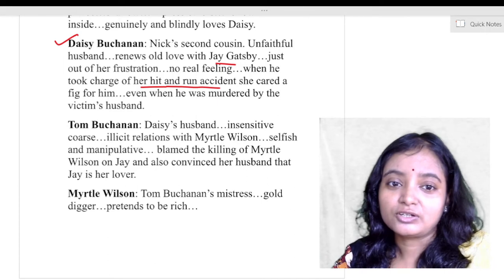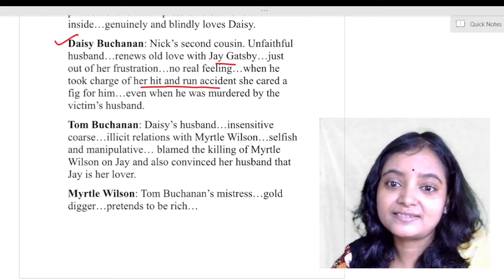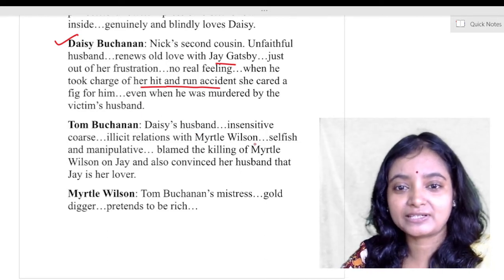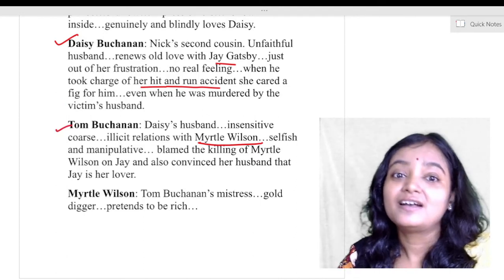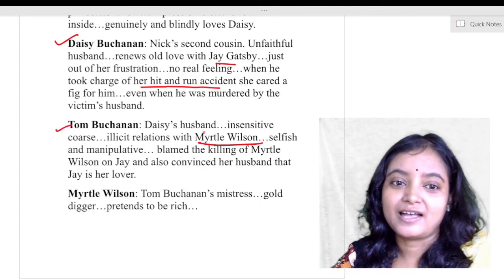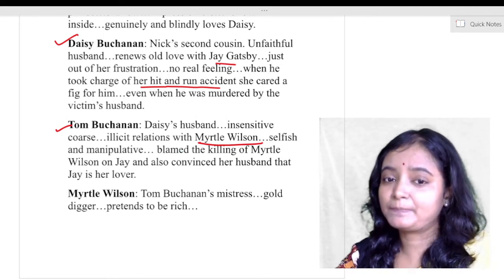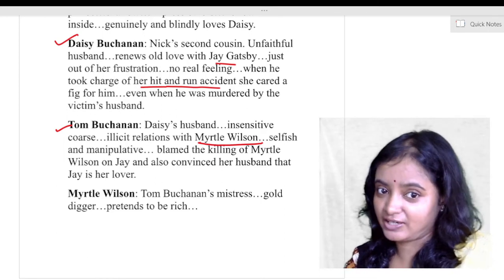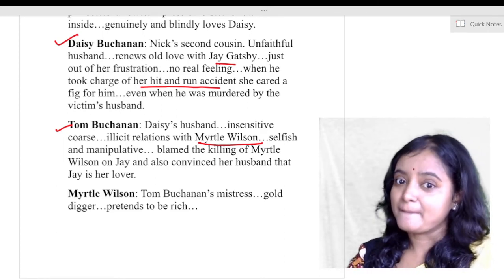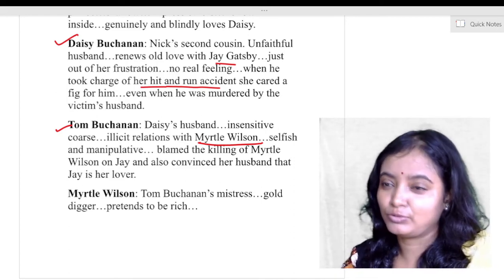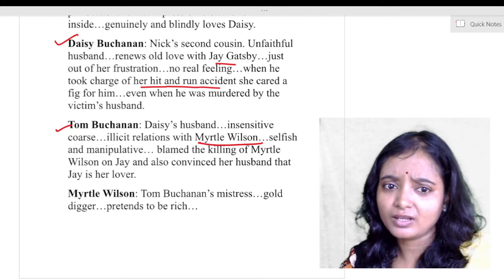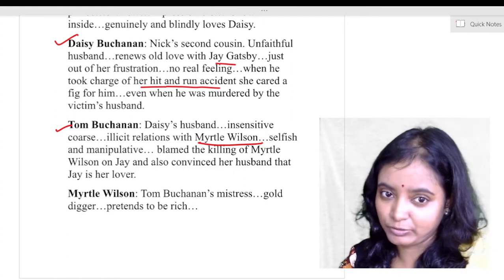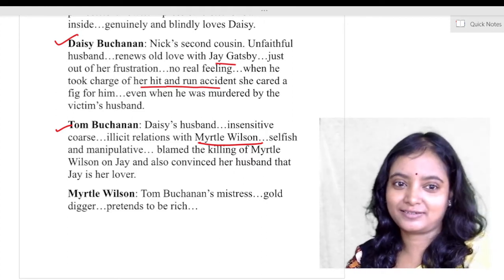Tom Buchanan. Tom Buchanan is Daisy's husband. Insensitive, coarse, with an illicit relationship with Myrtle Wilson. Myrtle Wilson is the victim of Daisy Buchanan's hit and run accident. And he is very selfish, manipulative. He put the blame for the killing of Myrtle Wilson on J. Gatsby, so J. Gatsby will be murdered by Myrtle Wilson's husband, who is another type of, I can say, foolish person. So that is Tom Buchanan, selfish and manipulative, no conscience, no heart.